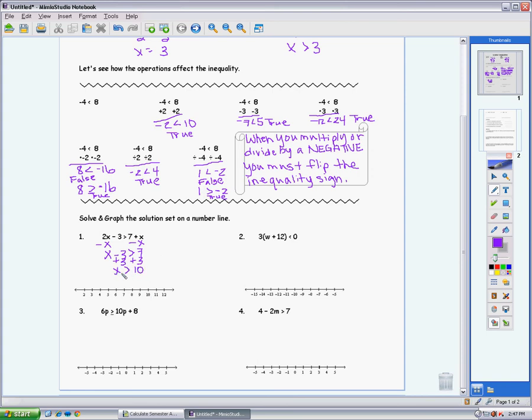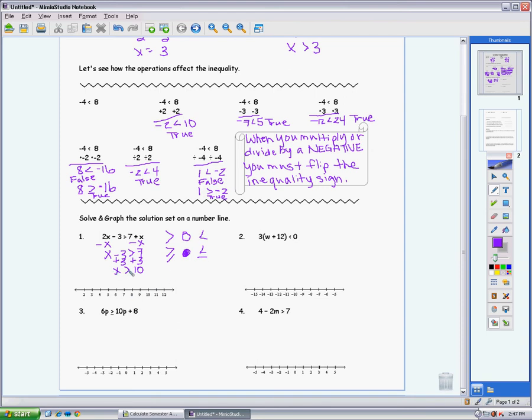Okay, going back over graphing. If we have less than, that's going to be an open dot. It means it goes up to that point but does not include it. And if we have greater than or equal to, we're going to have the solid dot. And the same thing if we have less than or equal to.